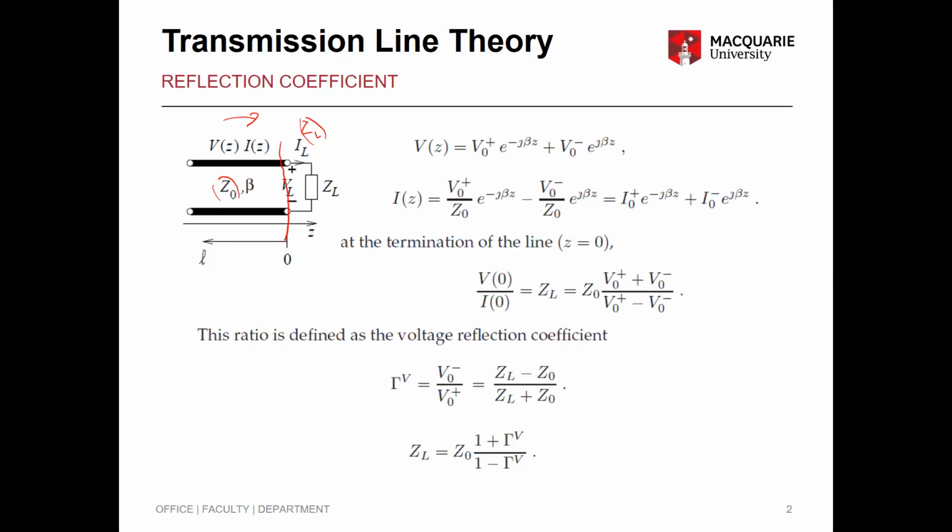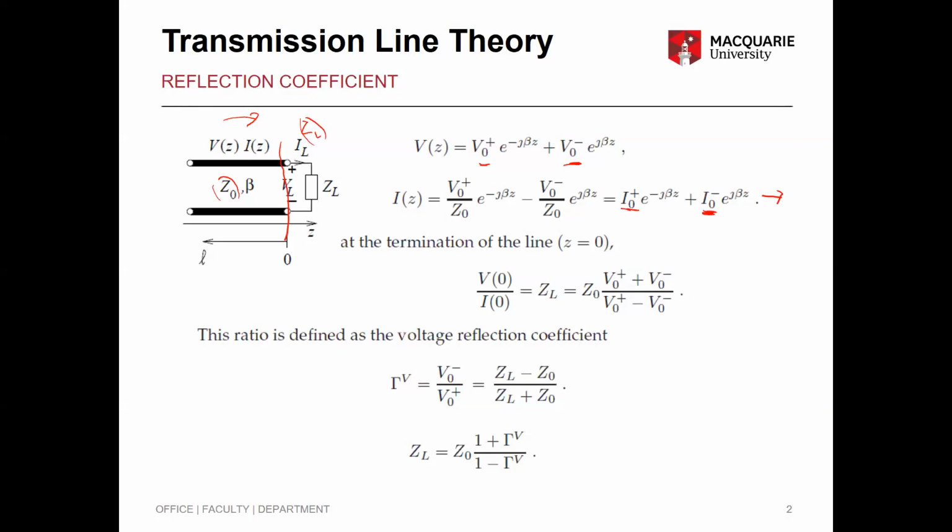Now, we can write the voltage at a distance Z, at a point which is here, in the form of V0+ e^(-jβz) + V0- e^(jβz). The current we can write as the voltage divided by the impedance at this point, and it comes in the form of that. So this is the forward current and the reflected current.